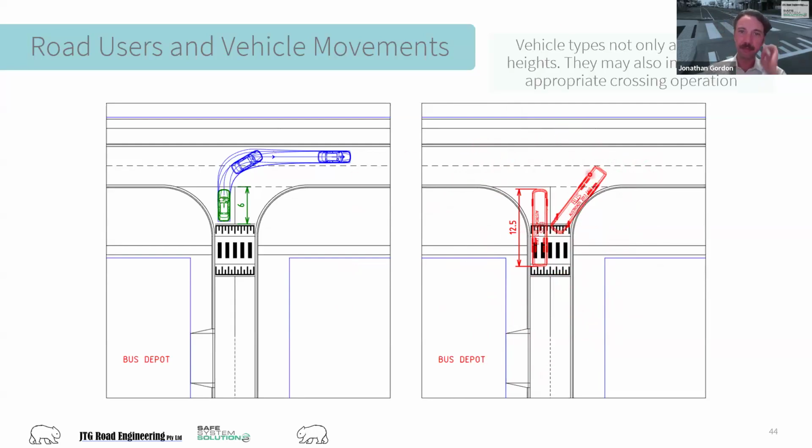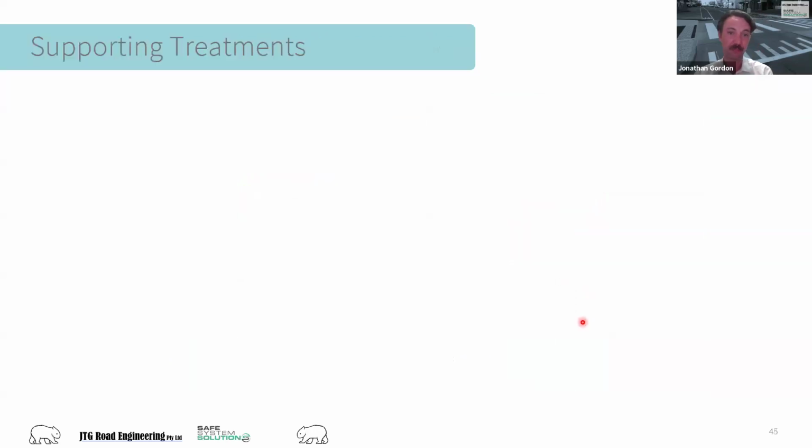Let's move along. Also, just making the point here that vehicle types don't only affect our ramp heights, they do need to be considered at a strategic level as well. And that was covering off a question that did come into the Q&A around buses and those setups. So thank you for that.